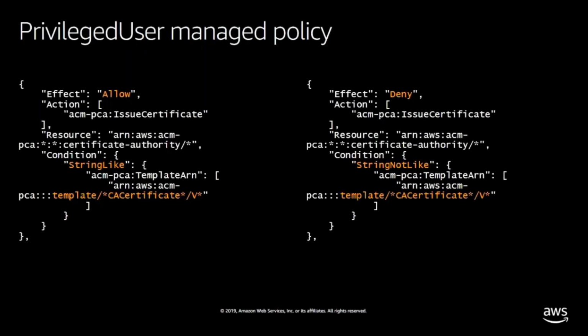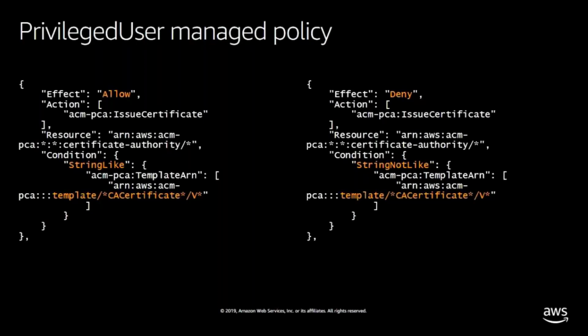And then the other clause here on the right side is the deny policy. It's very similar. The only difference here is that instead of string like, or essentially string matching, the condition is string not like the template for CA certificates, and the action is deny.